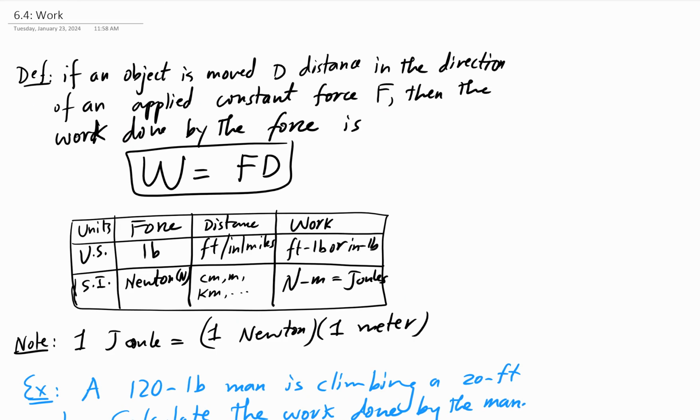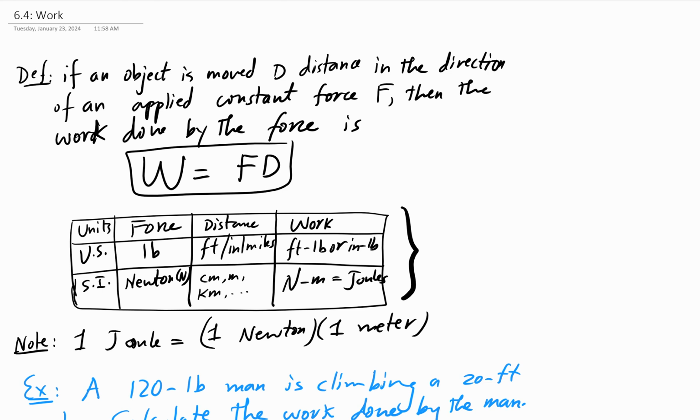6.4 Work. Briefly about this, work is force times distance. The force is basically the force applied to an object times the distance traveled by the object. And what we have here is a table of values or units, good to be familiar with. For the force, we use pounds for the US units, for European units we use newtons. For distance we use feet or inches or miles, for SI units we use cm, meters, km.